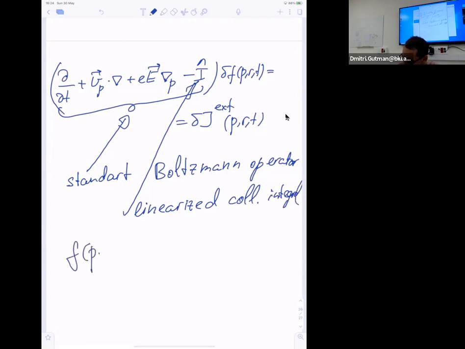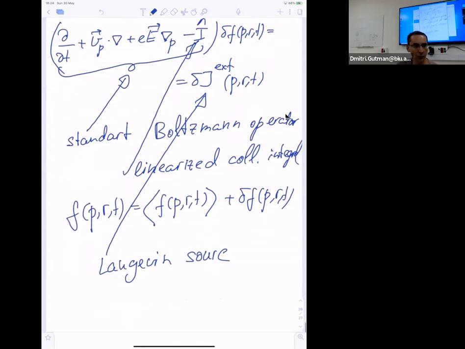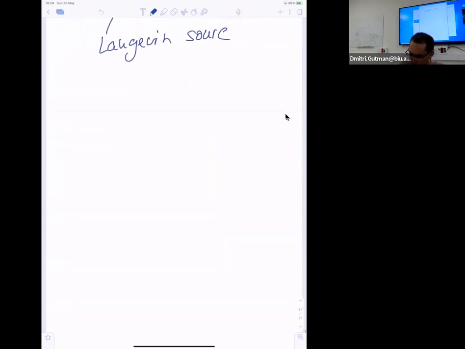The function f of P, R, and t will now have a part which is averaged over fluctuations plus fluctuations. And this is a Langevin source. This is something that reflects the fluctuation in the random processes that inevitably occur during collisions. So let us now zoom in and discuss how we understand those processes. That will be extremely important.